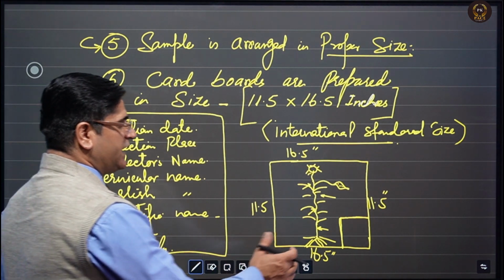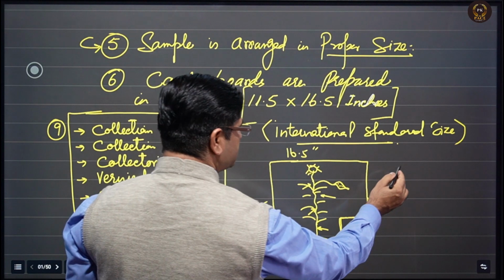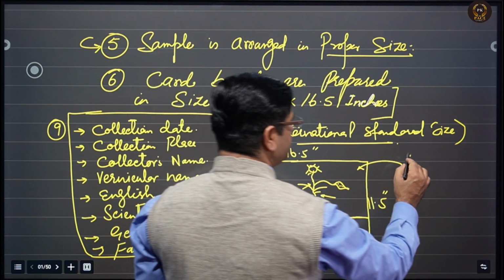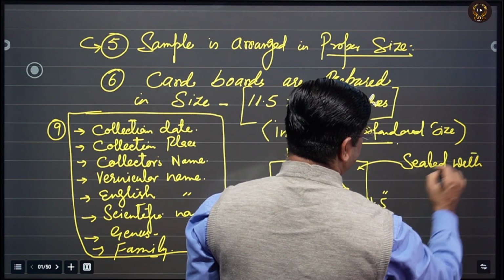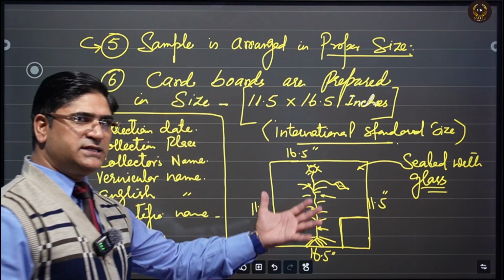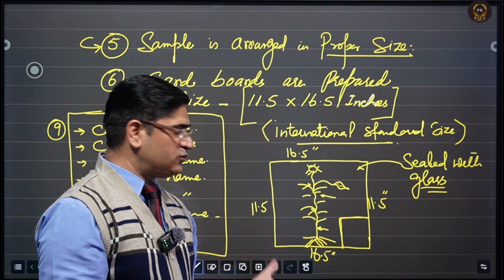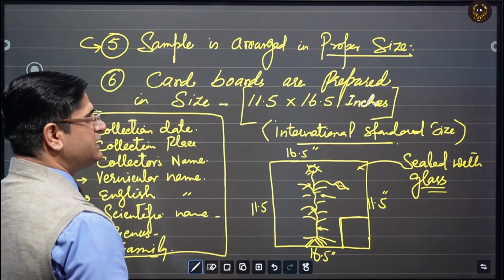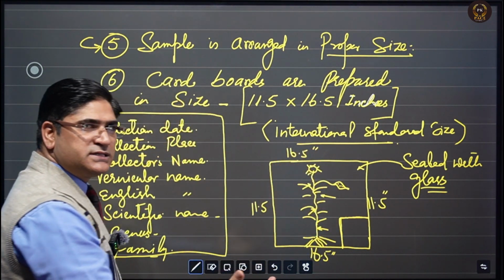And after that, this whole cardboard is going to be sealed with a transparent glass. Okay, so from outside, it is completely covered with transparent glass. Okay, then it is going to be completely wrapped around that, so that no oxygen should go inside.